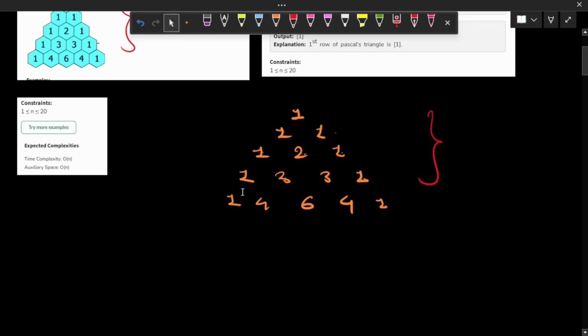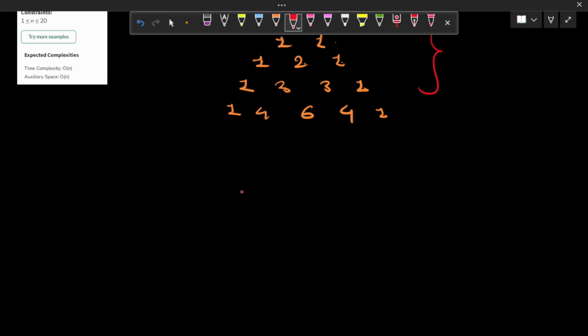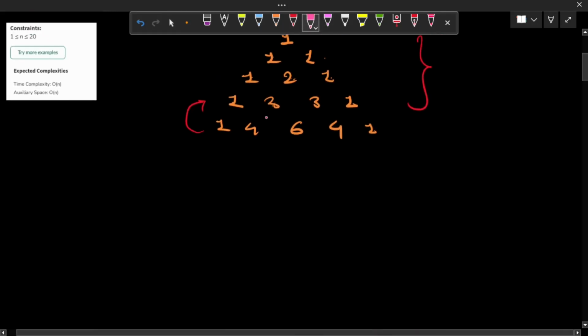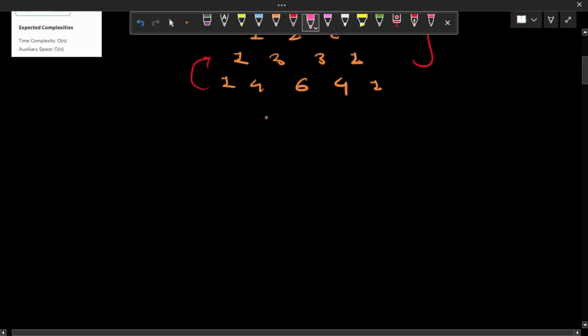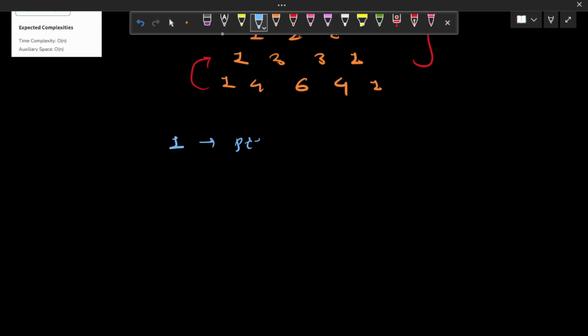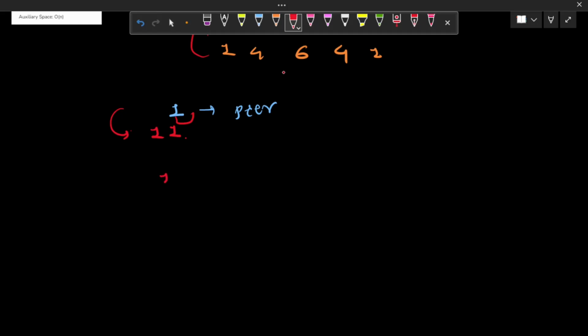Now what is the clear observation we are looking at? We are completely depending on the previous row to calculate the next row. So what I will do, I will try to write a code using the previous row. Now how will I use the previous row? Suppose I have this as a previous row. Now how will I calculate the next row? I will add the 1 here, and after that the rest. Suppose 1 and 1 is the previous row, and I have to calculate 1 2 1.